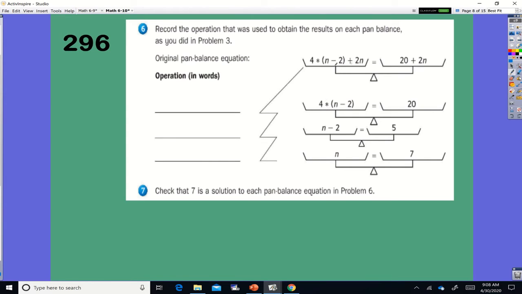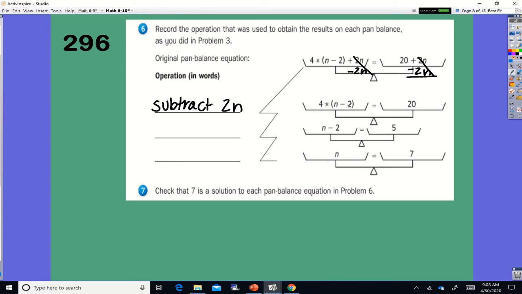I'm looking at this, and this is our equation. I notice that this 2n is gone on both sides. Well, if they subtracted 2n on both sides, they're both going to cancel out and give us 0, because 2n minus 2n is 0. So they subtracted 2n.